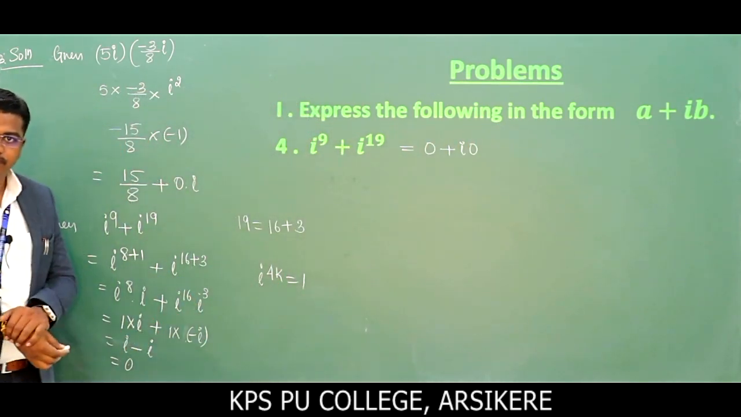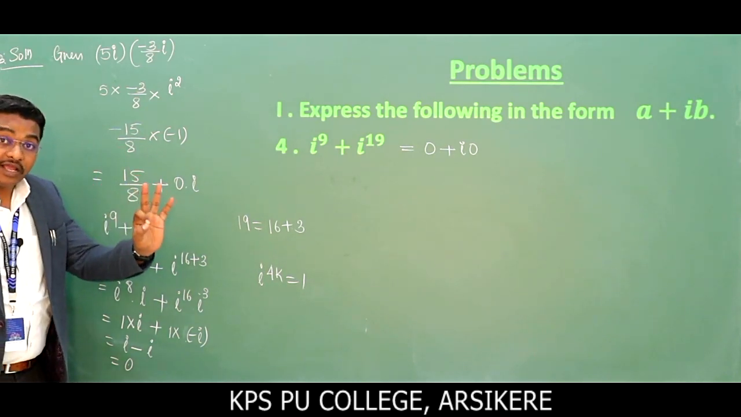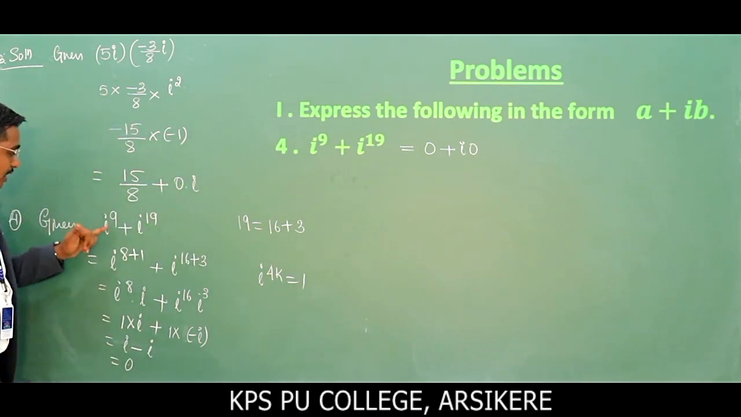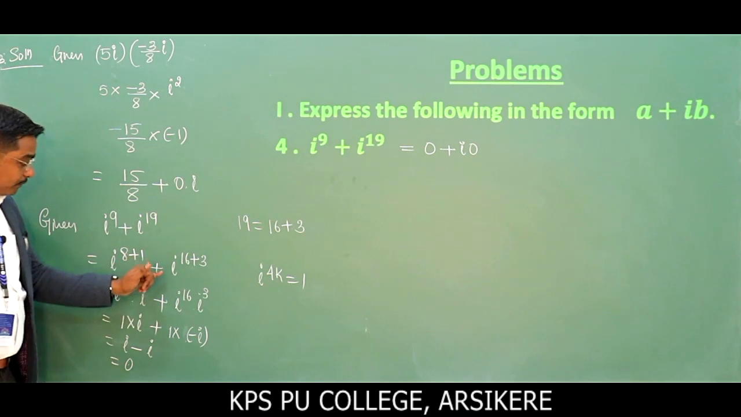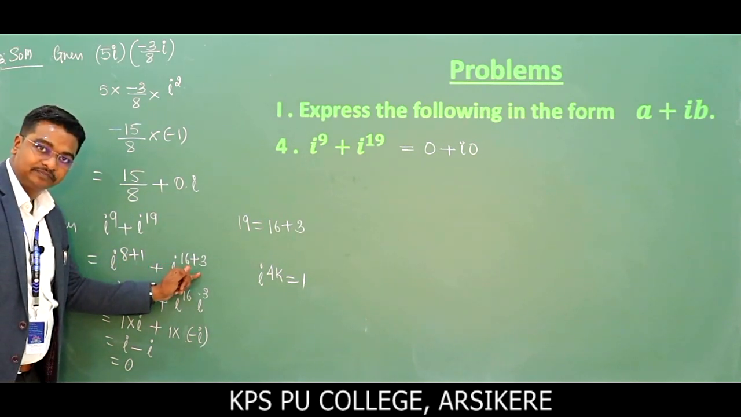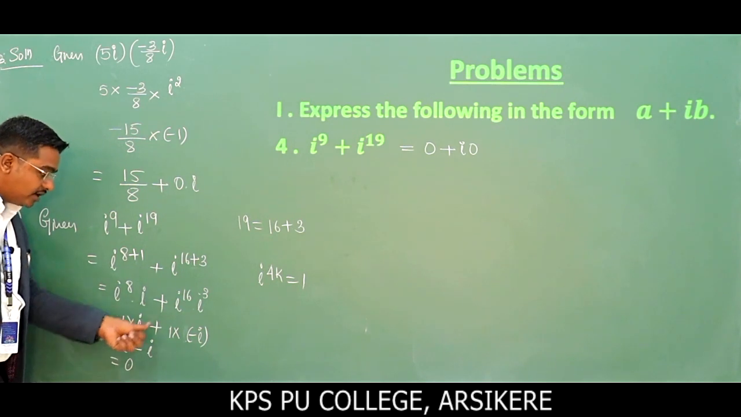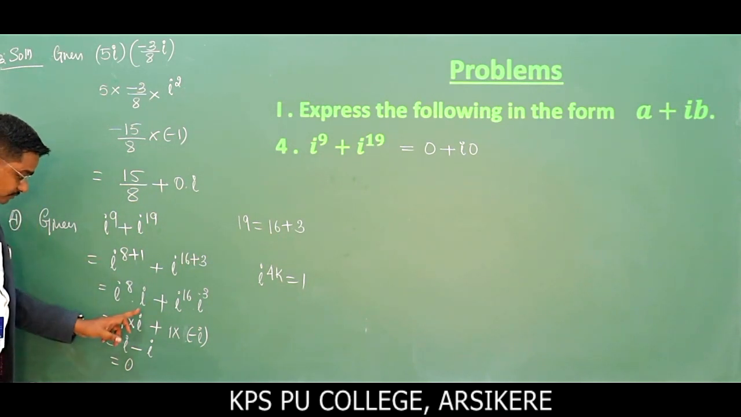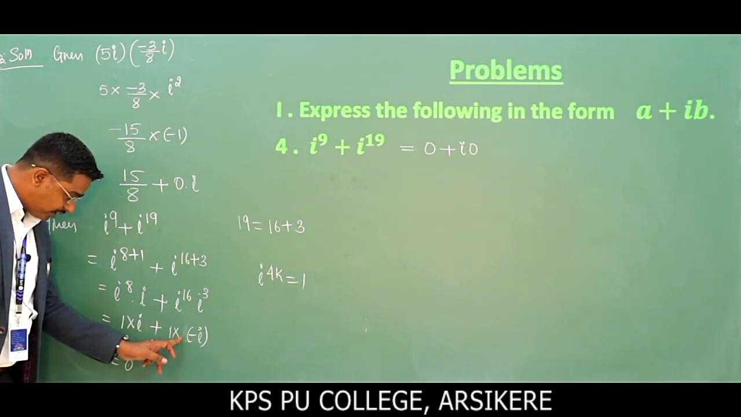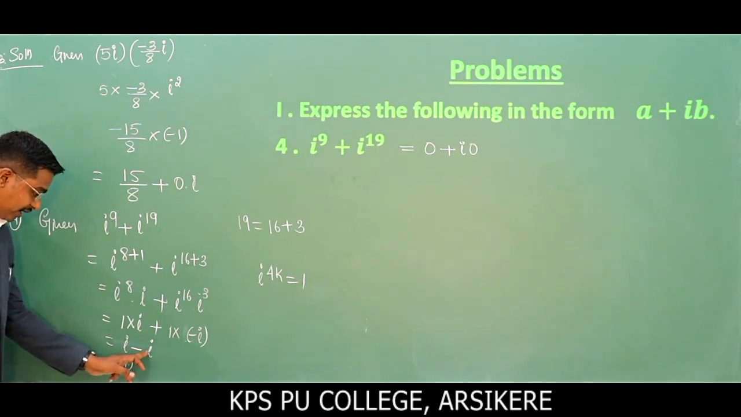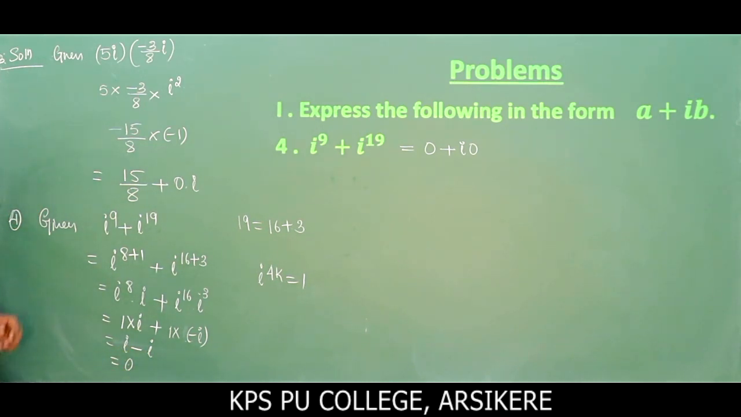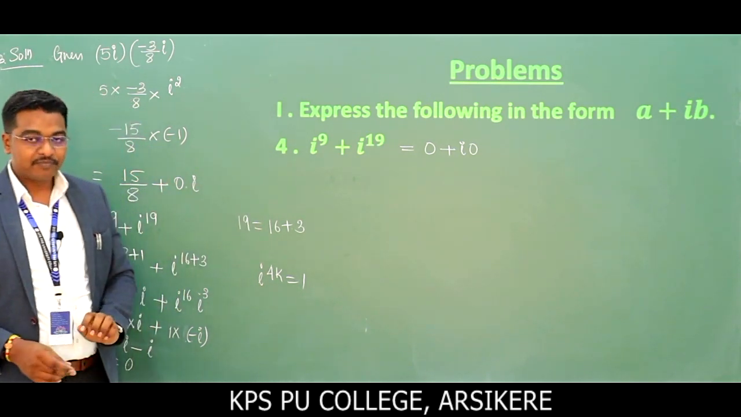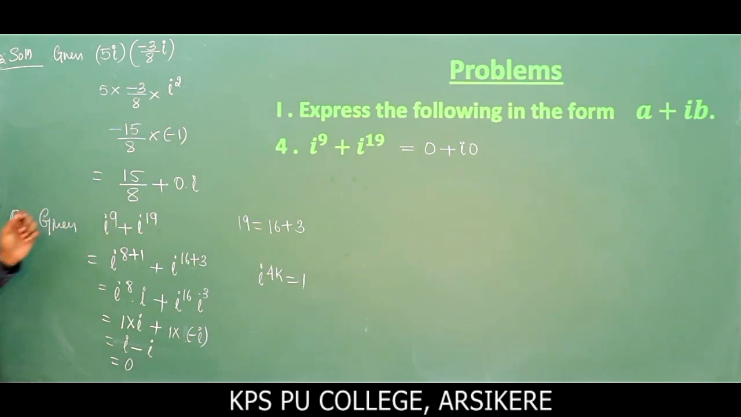Did you understand, children? I repeat again: i power 9 can be split as 8 plus 1, where 8 is a multiple of 4, plus the remaining thing. i power 8 plus 1, and i power 16 plus 3. Therefore i power 8 value is plus 1, i power 16 also plus 1. When it is a multiple of 4, i is plus 1. So 1 into i is i, plus 1 into minus i is minus i. Plus i and minus i get cancelled, we are left with 0. Therefore i power 9 plus i power 19 is 0. Did you understand, children? Okay, take a pause and note down all the things I have written here.